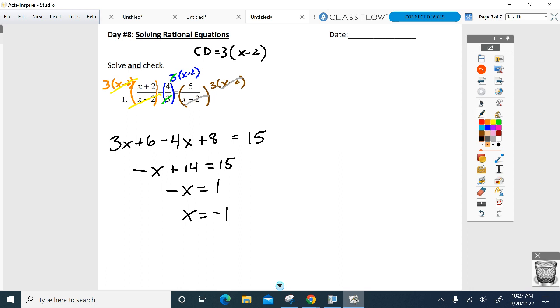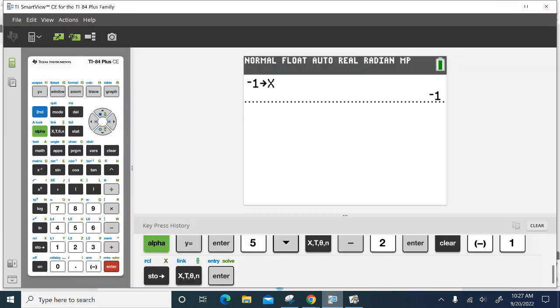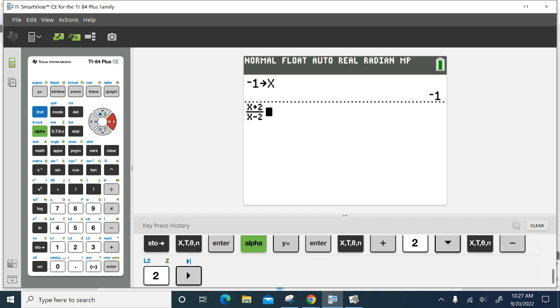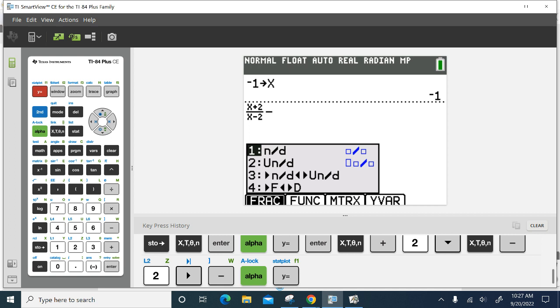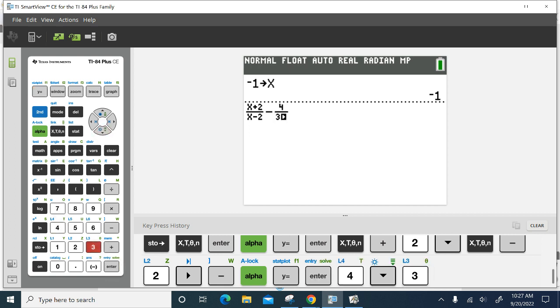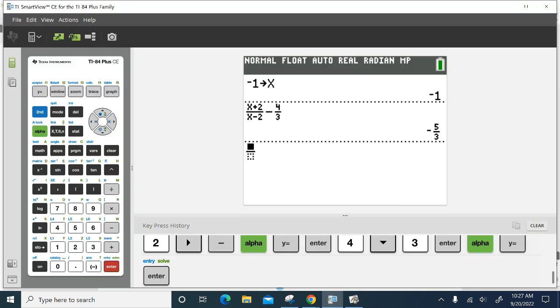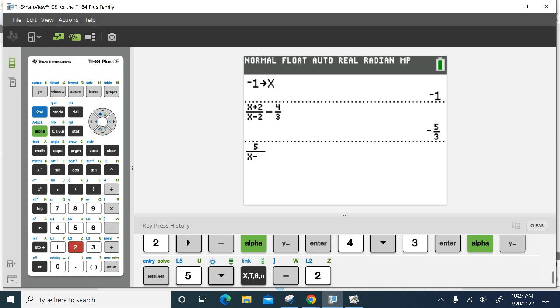So everyone go ahead. X plus 2 over x minus 2. I'll do it with you. So fraction x plus 2 over x minus 2, minus 4/3. Is everyone getting -5/3 out? Now type in the right side, cross your fingers, hopefully I get -5/3. Because if the left equals the right, I got the right answer. So now I'm going to type in 5 over x minus 2 and see what I get. 5 over x minus 2. We're good. The left and the right are equal to each other. And that's what I wanted.